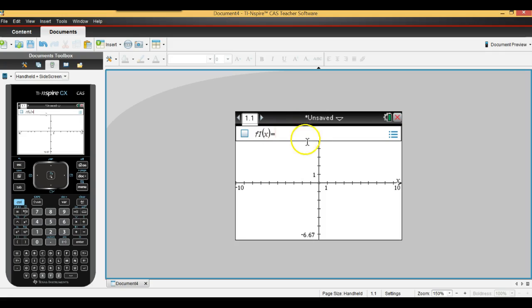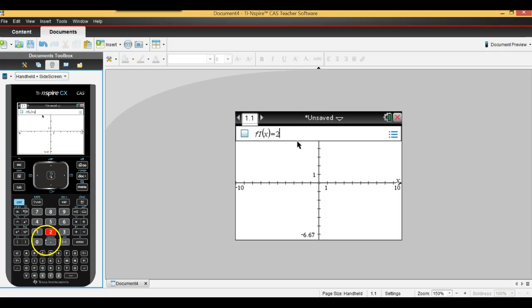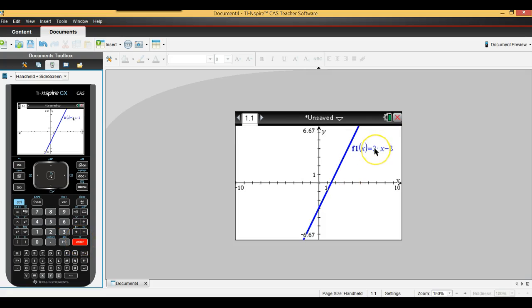Okay, so we get an invitation to type in here an equation, which we'll do now. So I'll type in say 2x minus 3, shall we say, and then hit enter, and we get the line 2x minus 3. Now let's just check this out.